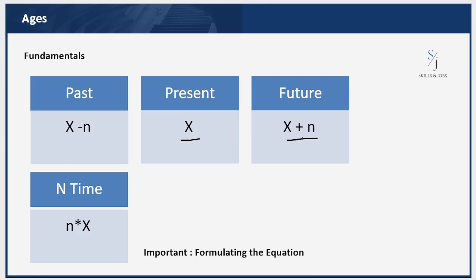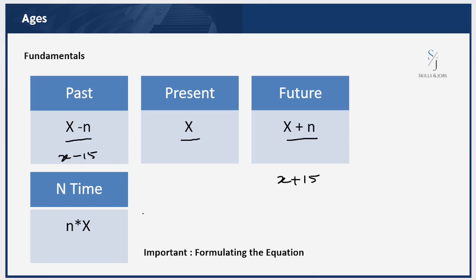For example, if it is given Ram's age after 15 years, in that case, what we need to do? We need to write x plus 15. I hope this is clear. Similarly, for the past age, for example, if it is given Ram's age before 15 years, in that case we need to write x minus 15.